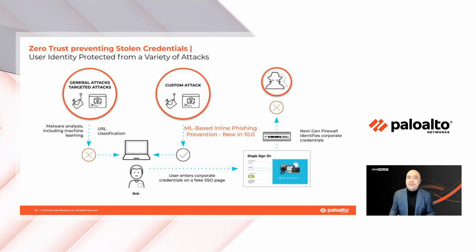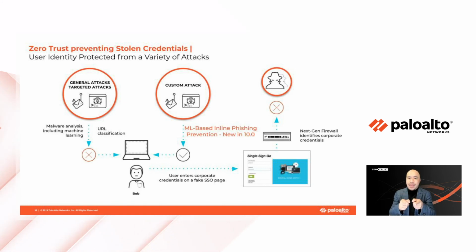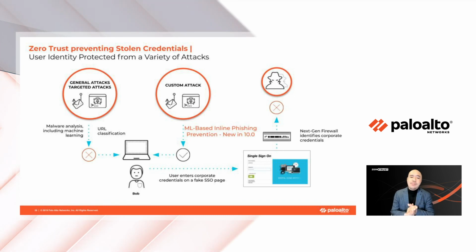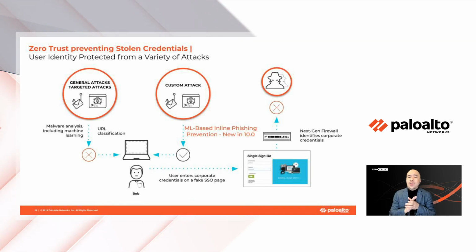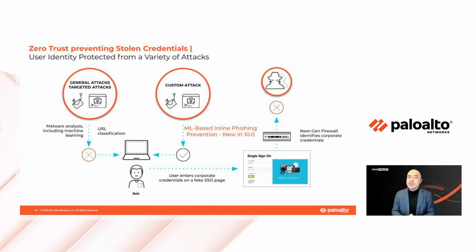But what if there's a very targeted attack that specifically targets Joe and uses a new phishing website that has never been seen before? In that case, Joe would get an email that seems to be legitimate, coming from his IT department, and click the link, which takes him to a fake page that looks exactly like his organization's single sign-on page. Since Joe is not very security savvy, he enters his corporate credential, and now what we do, which is really unique in the industry, is that we look at the traffic flowing through the firewall and realize that valid corporate credentials are flowing out to a new website which has no business relevance.